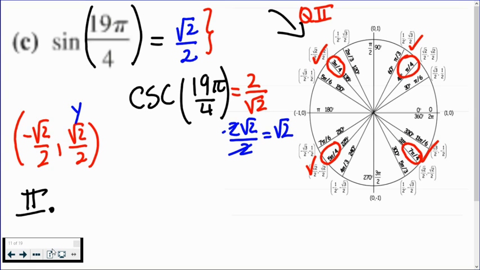The next one will be 9, 11, 13, 15, 17, and 19. And this trick only works for the pi over 4 family.